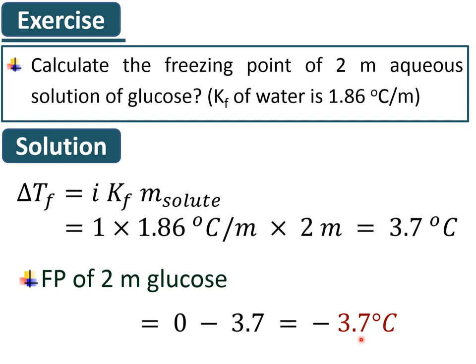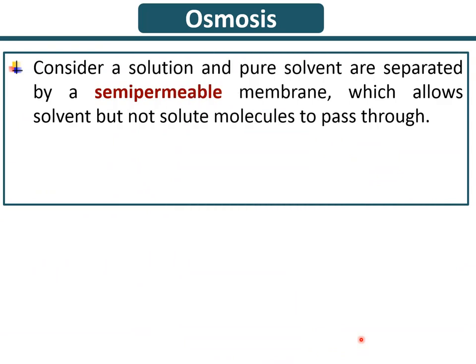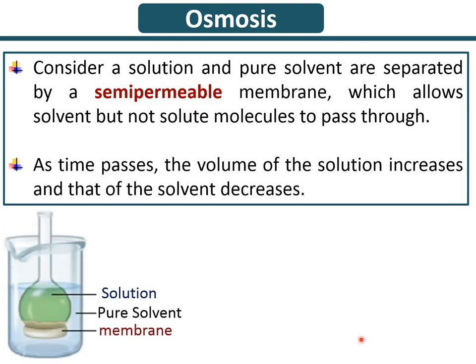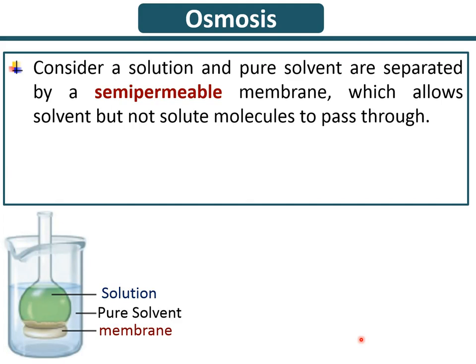Okay, how about osmosis? Osmosis actually represents the process of moving solvent to a solution via a semi-permeable membrane. This is a process, or a natural movement, of the solvent particles from a container containing a pure solvent to another container containing a solution of the same solvent via a semi-permeable membrane that permits only the movement of the solvent particles.